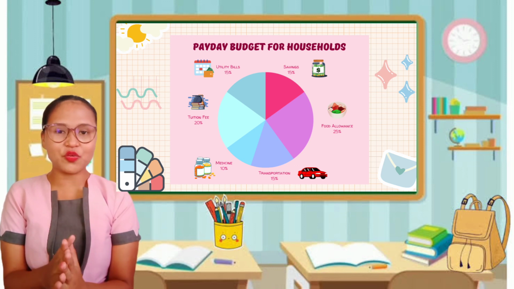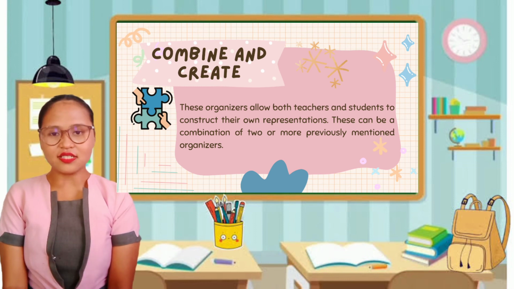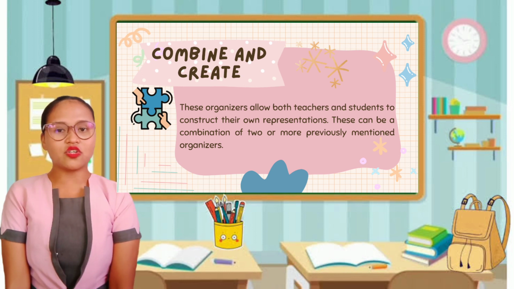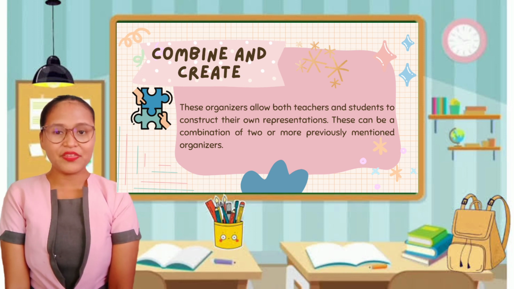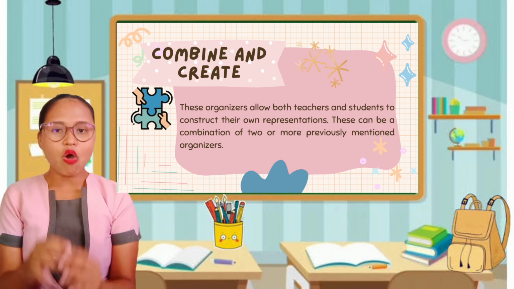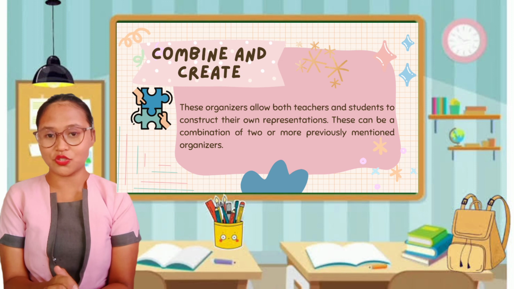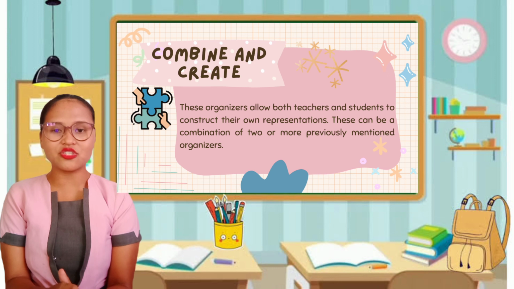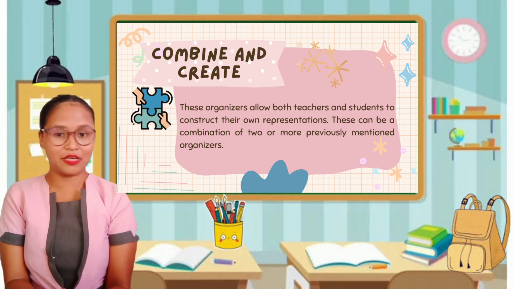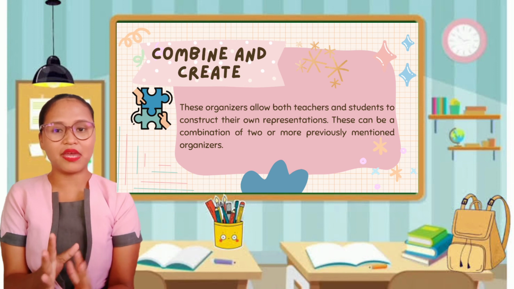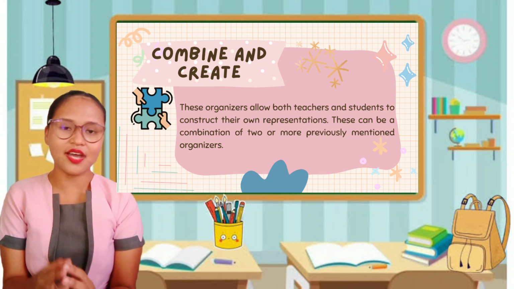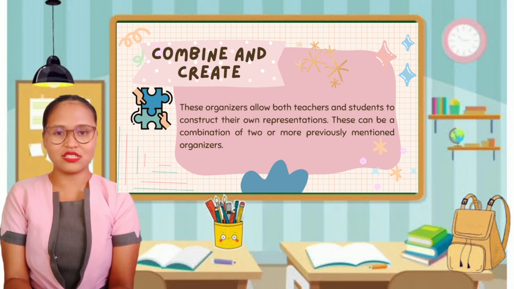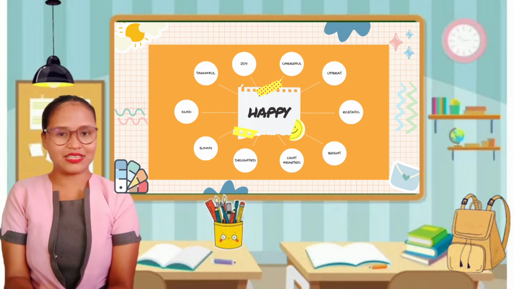And for the last type, which is the combine and create, among others, these organizers allow both teachers and students to construct their own representations. These can be a combination of two or more previously mentioned organizers. They give the teachers and students the freedom to choose organizers that will represent what they have in mind. So teachers and students may have both a concept map and a Venn diagram, or may create other graphic organizers in their own, such as a mind map like this, and so on.